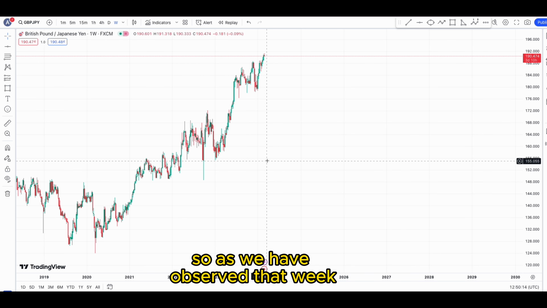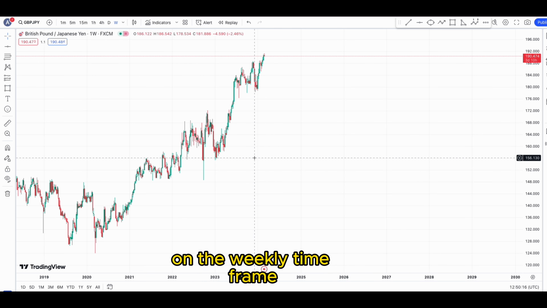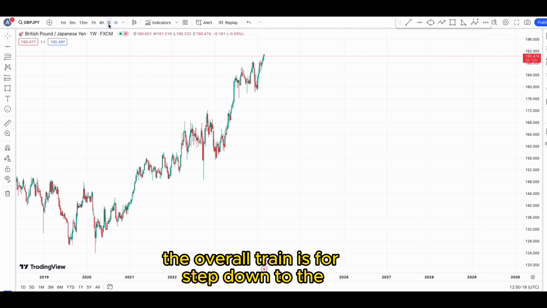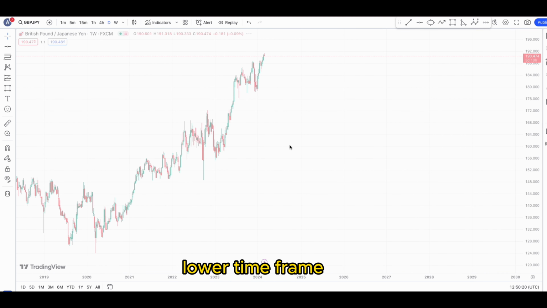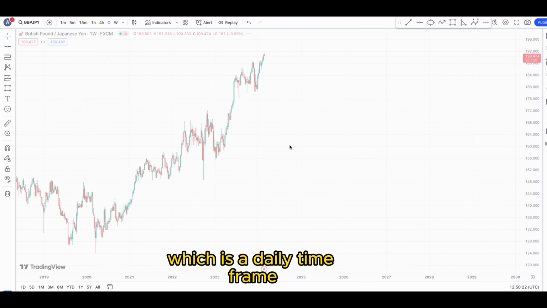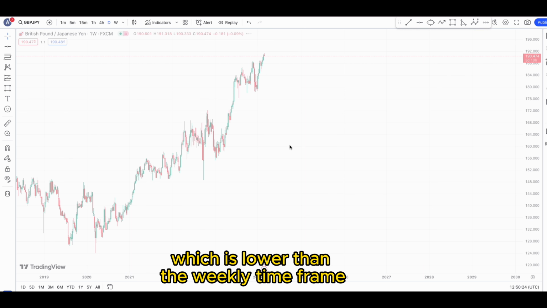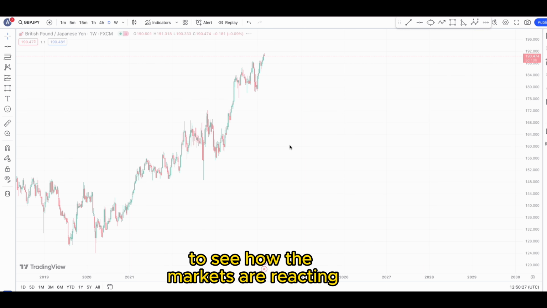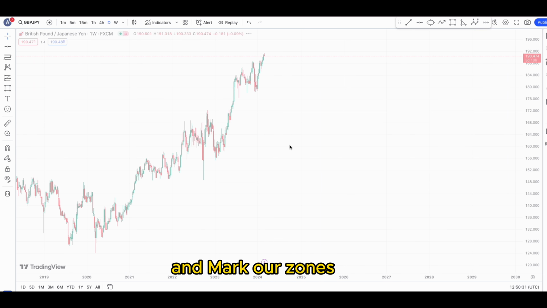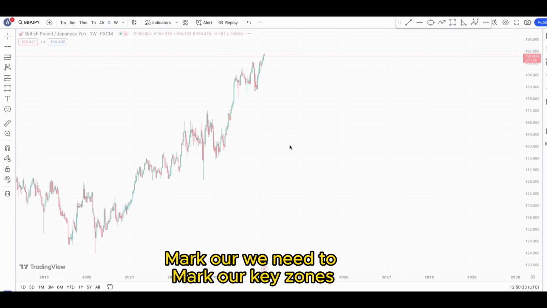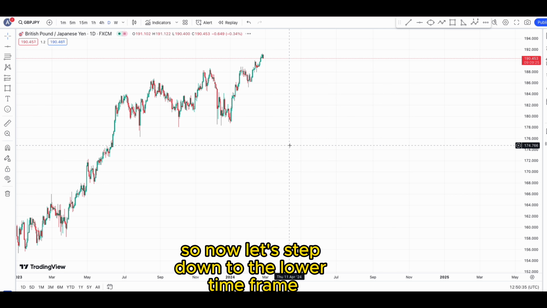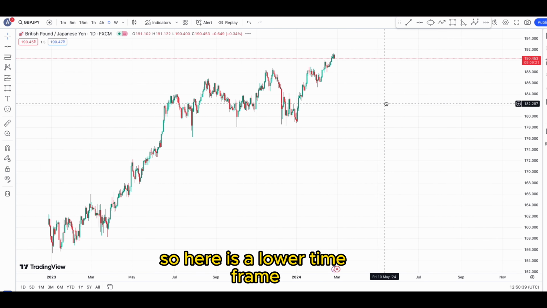So as we have observed that, okay, on the weekly time frame, the overall trend is up. We'll step down to the lower time frame, which is a daily time frame, lower than the weekly time frame, to see how the markets are reacting and mark our zones. We need to mark our key zones. So now let's step down to the lower time frame. So here is the lower time frame.